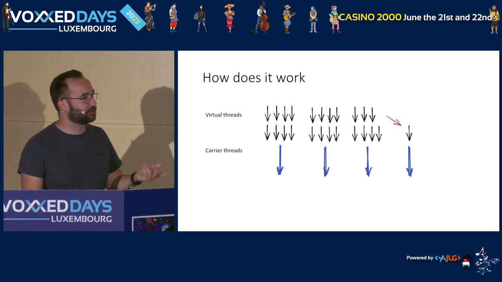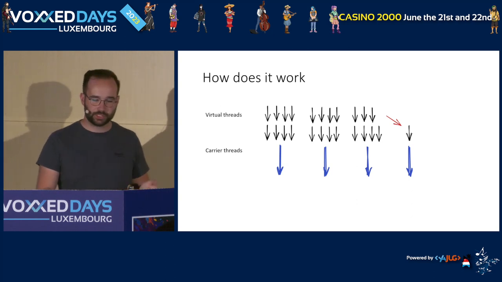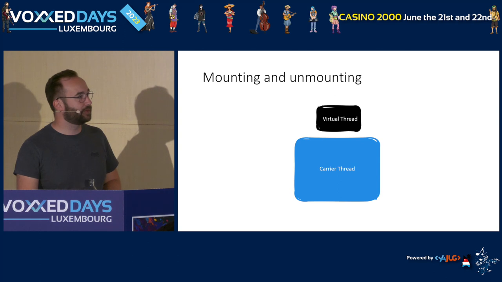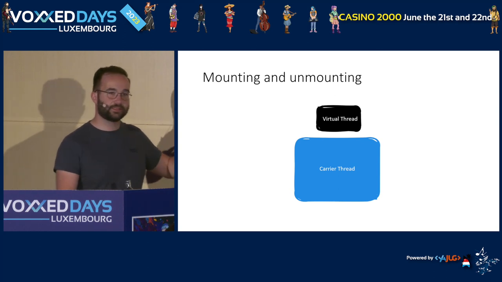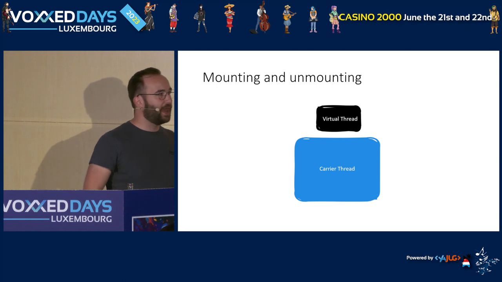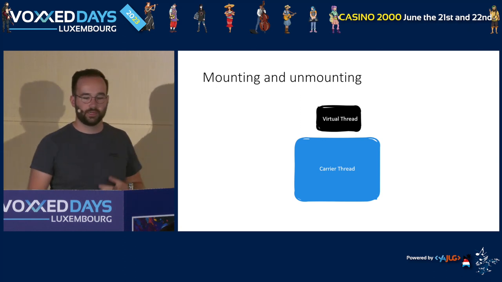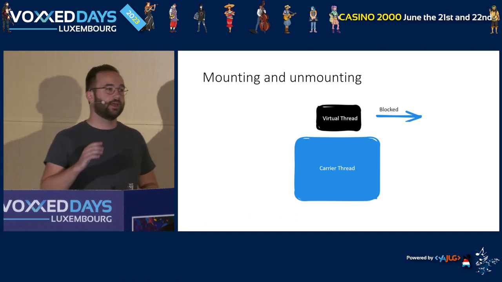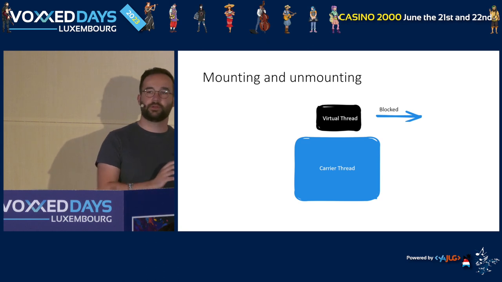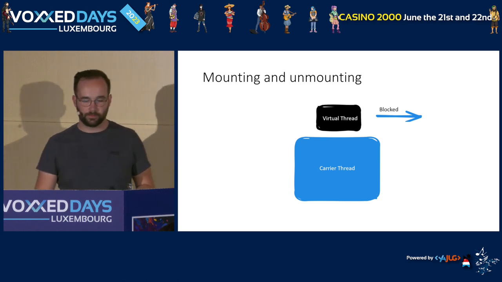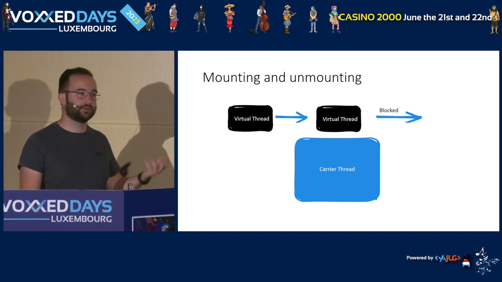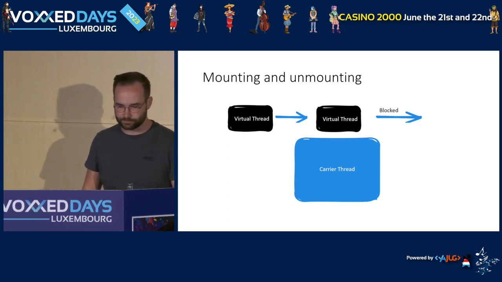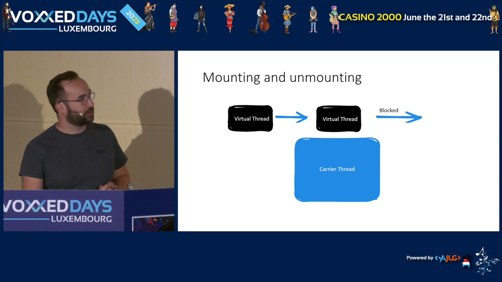So how does a carrier thread know when it needs to switch to another virtual thread? That is done with mounting and unmounting. Here I have a carrier thread, and this carrier thread is running a single virtual thread, and it will just start running and continue running until it encounters a blocking method. And when a virtual thread is blocked, its stack will be copied from the carrier thread back into the heap, and the new virtual thread will take its place. So that will be copied from the heap into the carrier thread, and the carrier thread will start running that virtual thread. So this is how it all works behind the scenes.